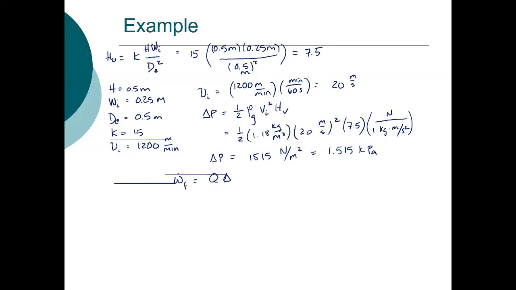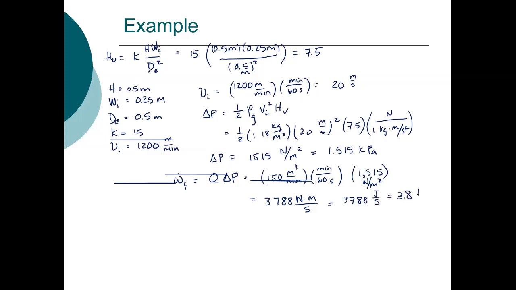The fluid power requirement is equal to Q times delta P. Q was given as 150 meters cubed per minute. We'll convert that, apologize for the extra lines, to seconds per minute, multiplied by 1.51 kilopascals, in Newtons per meter squared. And this is equal to 3,788 Newton meters per second, which is a joule per second, which is 3.8 kilowatts. So that's the power requirement.